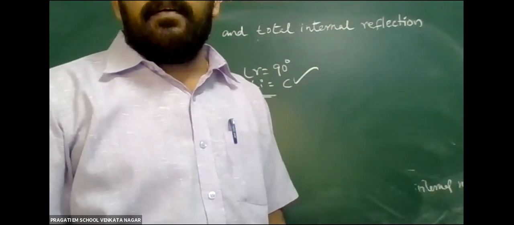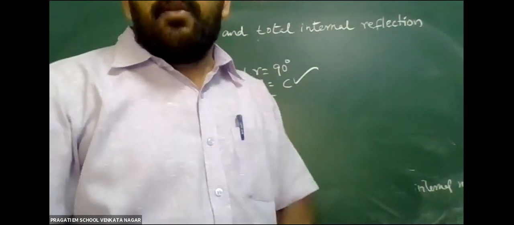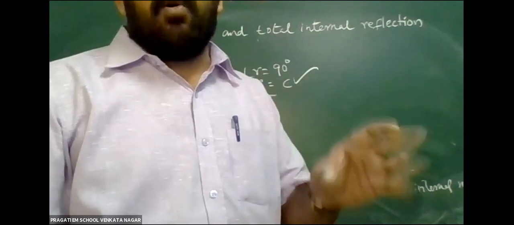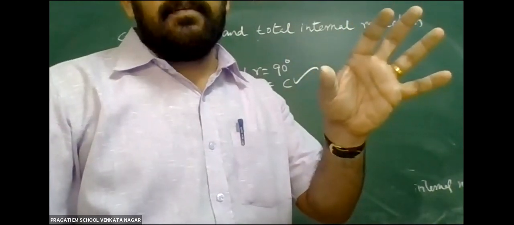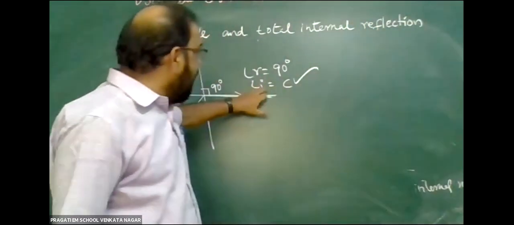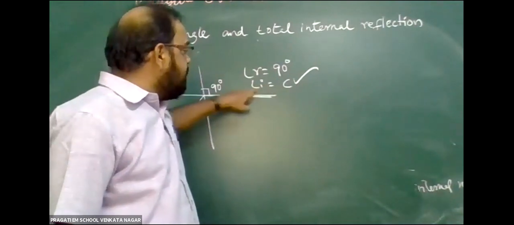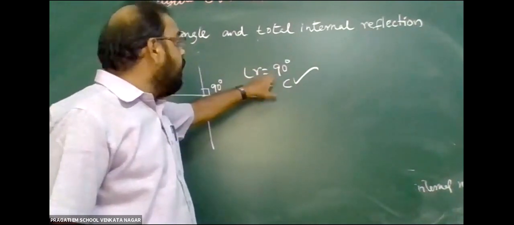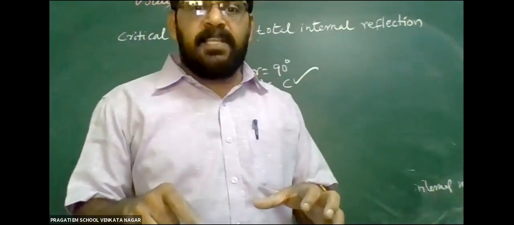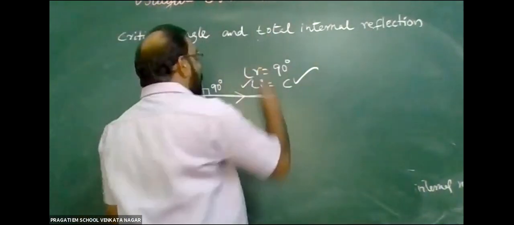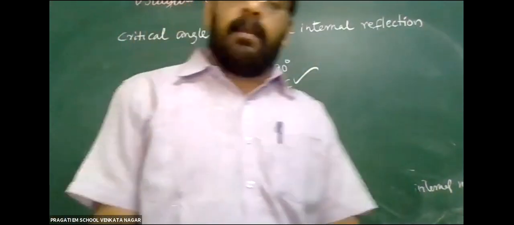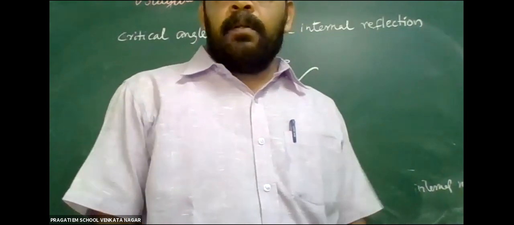Sir, that light ray does not reflect again, sir. No need, that's all. Only one line is enough. Okay, sir. Critical angle is equal to angle of incidence when the angle of refraction is 90 degree. When the angle of refraction is 90 degree, the angle of incidence is called critical angle. Understood it? Yes, sir. Thank you, sir.